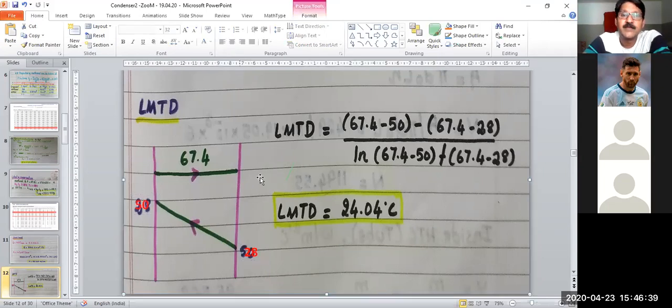And LMTD is the difference of these two: delta T greater minus delta T smaller, divided by ln of delta T greater divided by delta T smaller. Are you getting this? Yes, sir. 24.04. Okay, this is right.